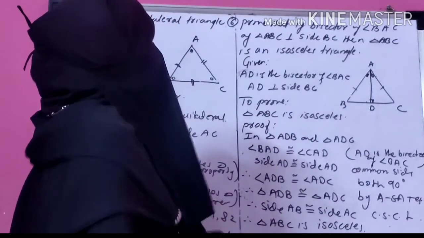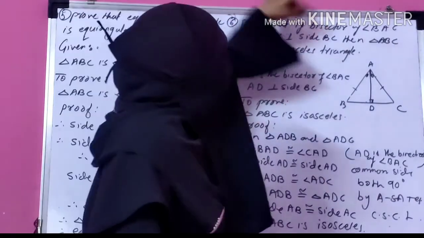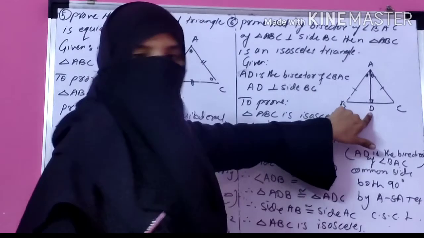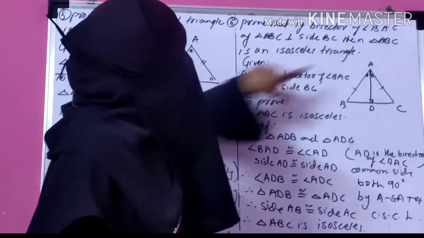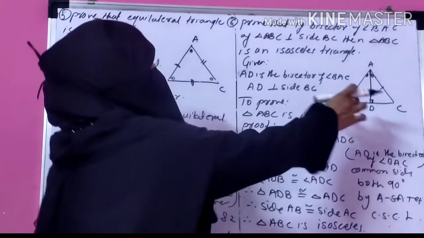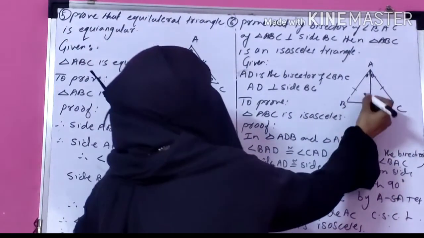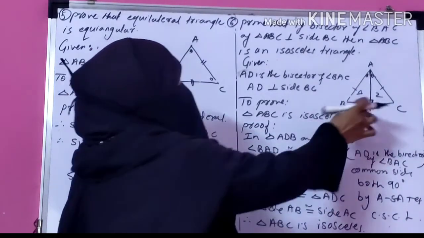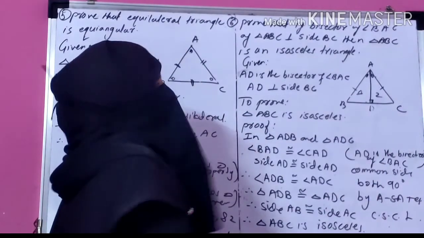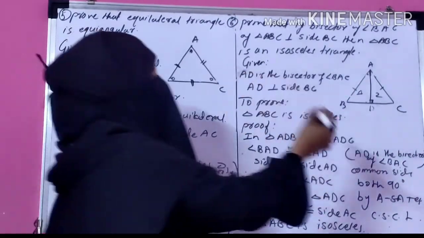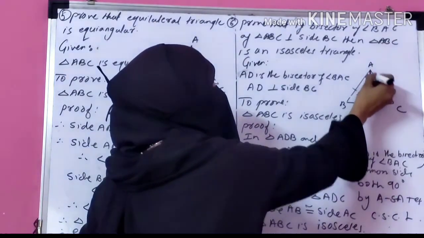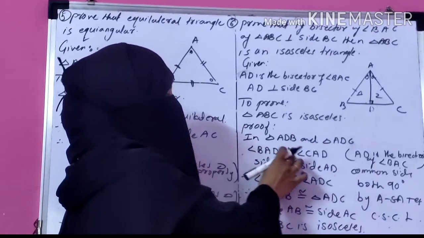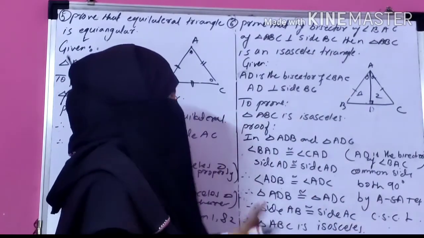Once again I am repeating. Here the given is: the bisector of angle A is perpendicular to side BC. I am taking here point D, and you have to prove this triangle is isosceles. To prove this, I focus on triangle ADB and triangle ADC. I try to prove these two triangles congruent by using the information given in the question. First of all, AD is the bisector. Due to the bisector, the two angles are equal. That means angle BAD is congruent to angle CAD, by the property of the angle bisector.